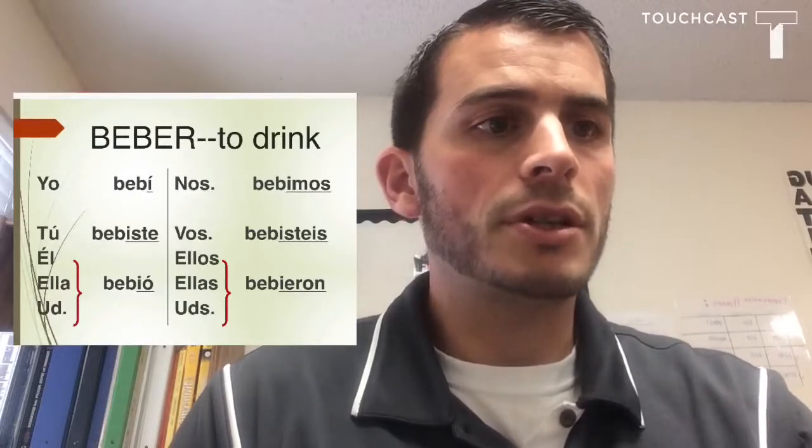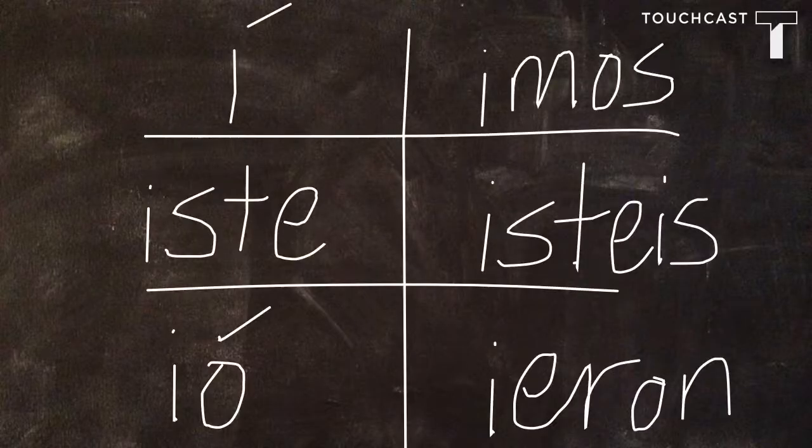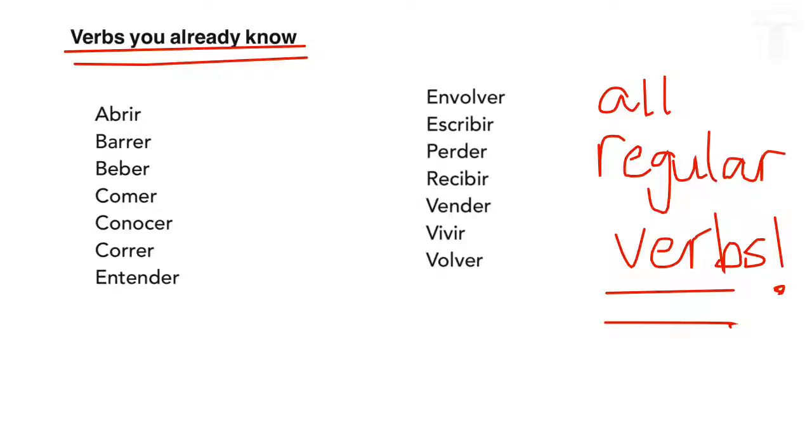I want to show you guys a couple things. Number one, let's take a look at the endings again. Remember, we drop that IR or ER first, and then we add í, iste, ió, imos, isteis, ieron. But the other thing I want to show you is look at all these IR and ER verbs that we've already studied. Abrir, barrer, beber, comer, conocer, correr, entender, envolver, escribir, perder, recibir, vender, vivir.